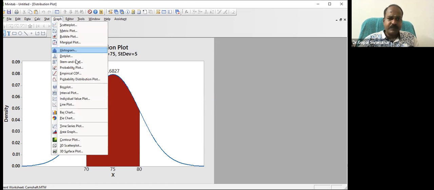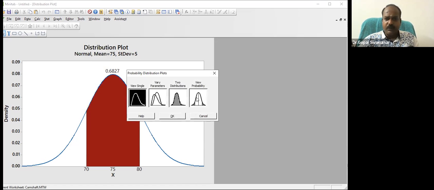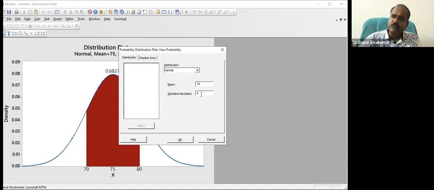Graph, probability distribution plot, view probability, okay. Average is 75. Standard deviation is too much. Can I reduce it here? Standard deviation, can I make it 1 mm, so that it looks acceptable for discussion? 1 mm is the standard deviation.